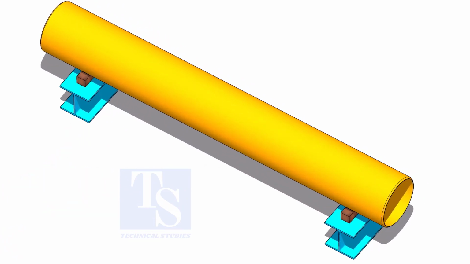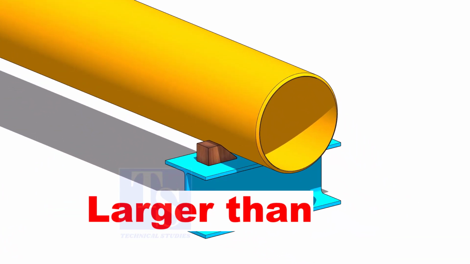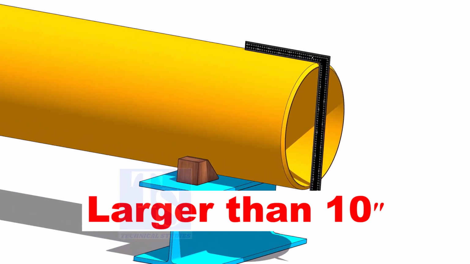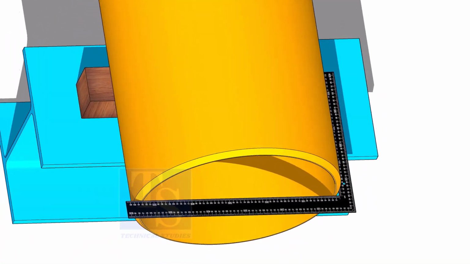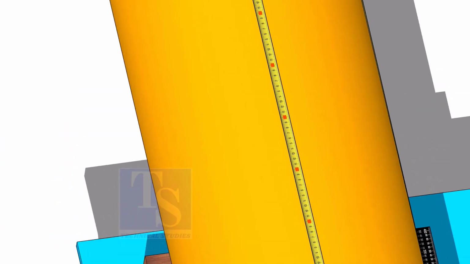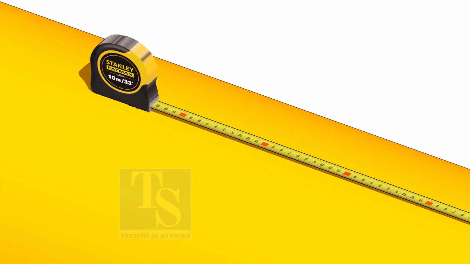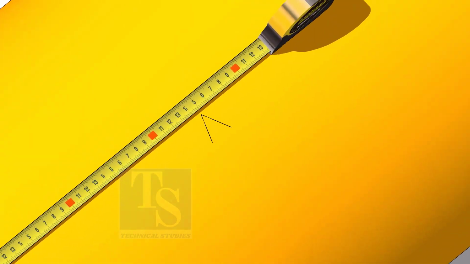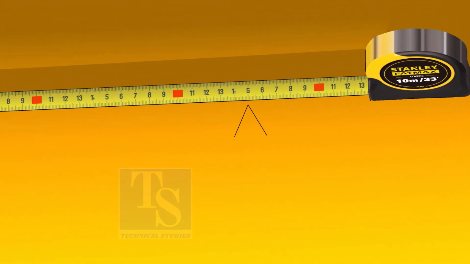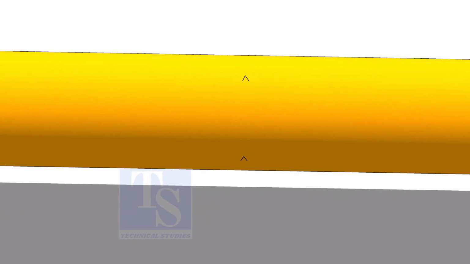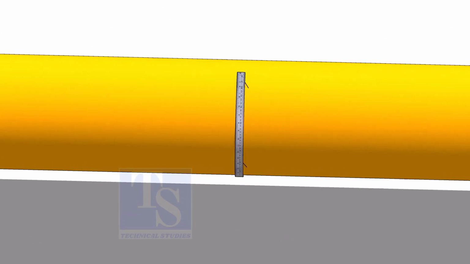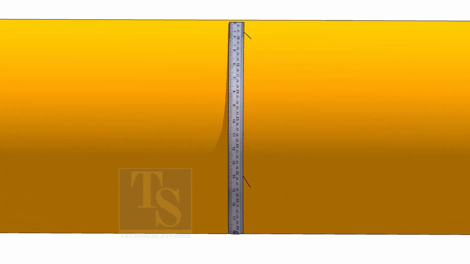For pipes larger than 10 inches, check the squareness of the pipe end. Mark the length on multiple locations, as shown. Connect the marks using a bend scale.